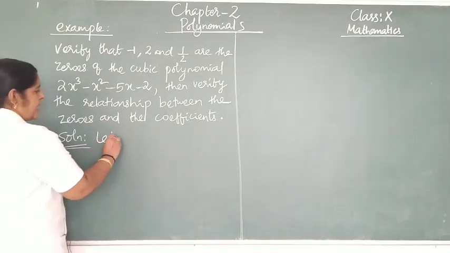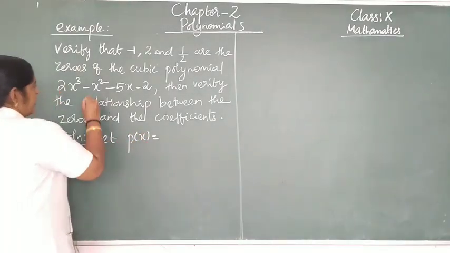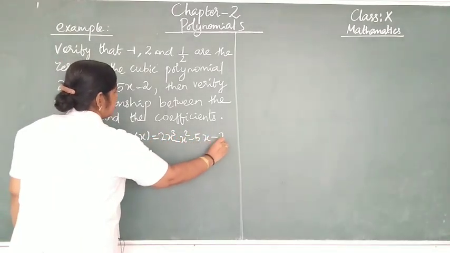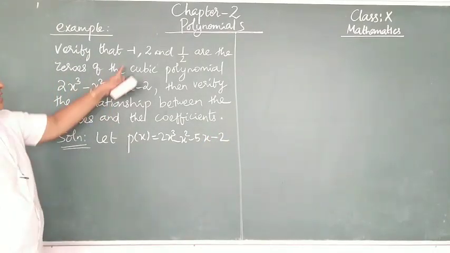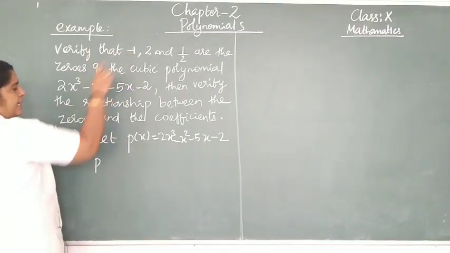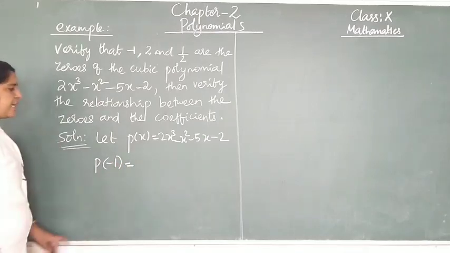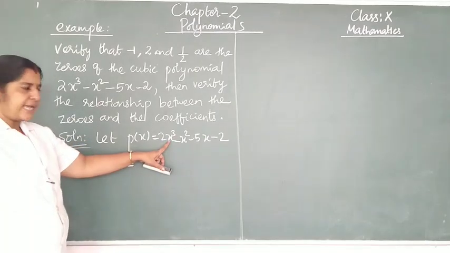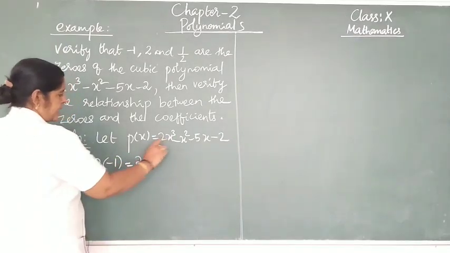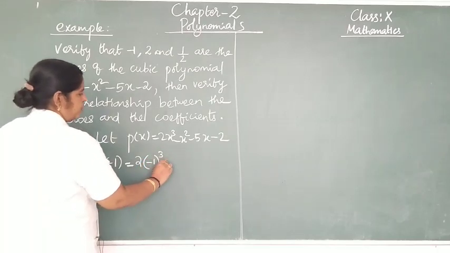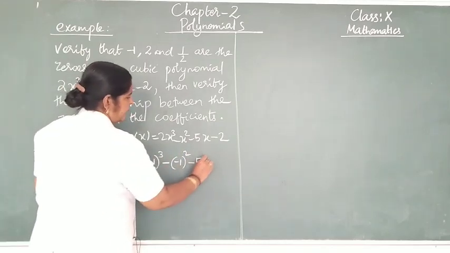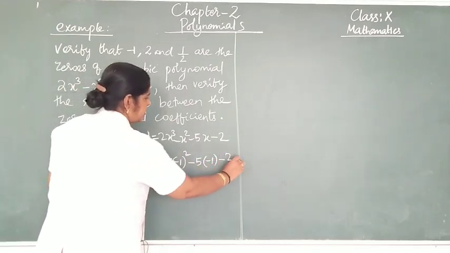So start the problem. Let p of x is equal to 2x cube minus x square minus 5x minus 2. So we are going to verify whether these three numbers are zeros or not. First we have to find out p of minus 1. So p of minus 1 means, in the place of the variable x we need to put the value minus 1. So what are we getting? 2 into minus 1 the whole cube, minus minus 1 the whole square, minus 5 into minus 1, minus 2.